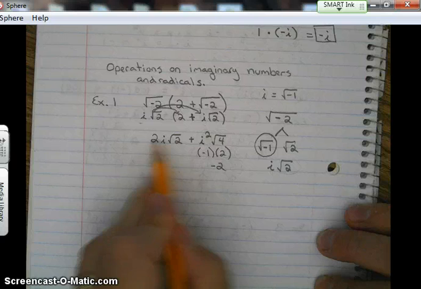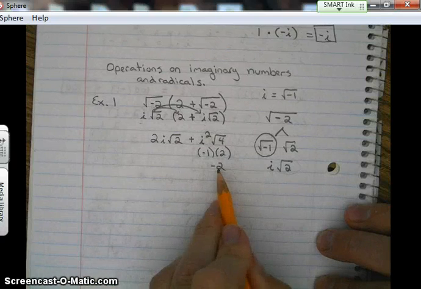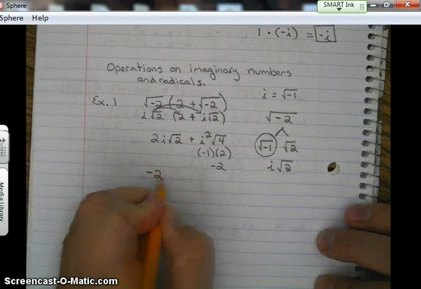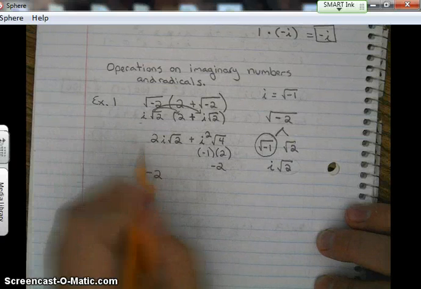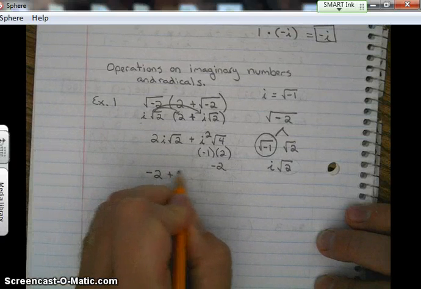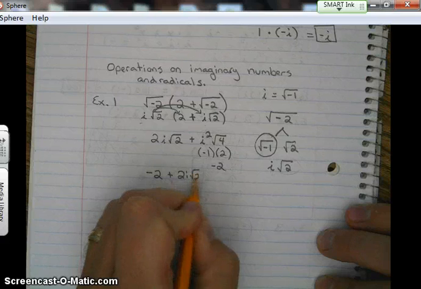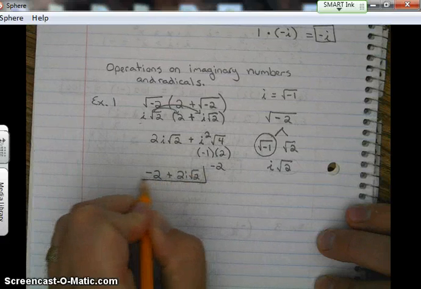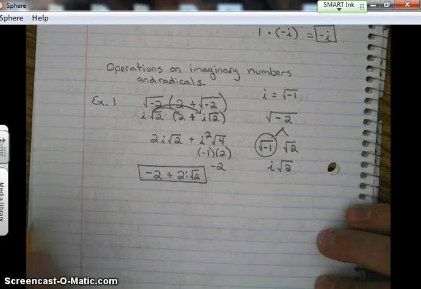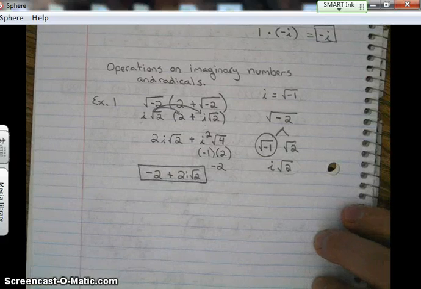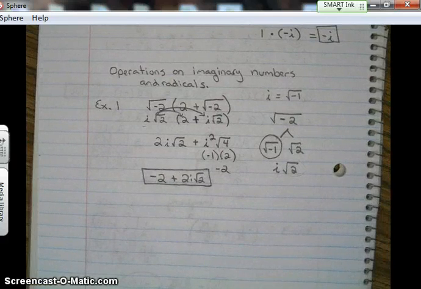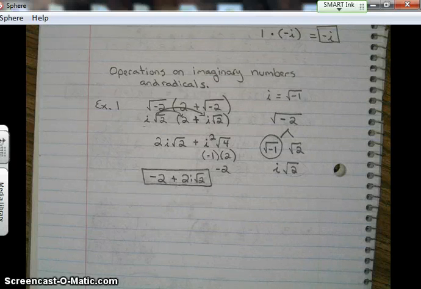There's nothing to do here. So we're going to write the real part first, and then the imaginary part second, to make our complex number. Okay? So, those problems I had you not do in class yesterday, now you can do them.